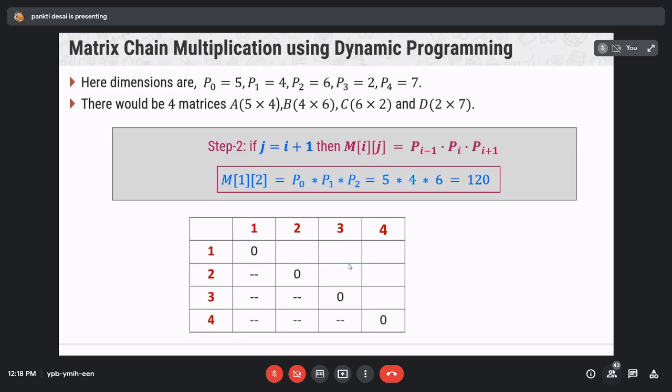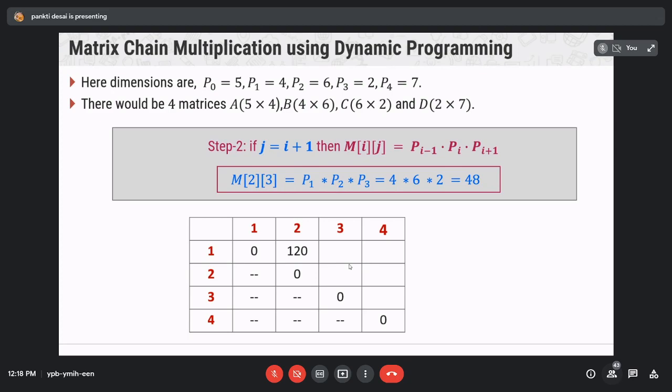So this is the cost for M12. It means this is the cost to multiply the first matrix with the second matrix. So M12 is 120. Same way, next is M23.